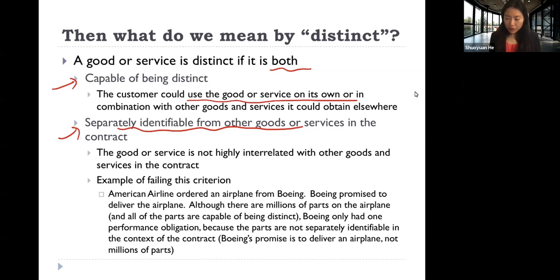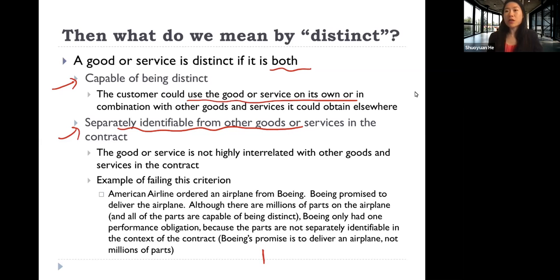One example of this is, for example, American Airlines. It ordered an airplane from Boeing, and Boeing promised to deliver the airplane. So how many performance obligations are there? The airplane is made up of millions of parts, but how many performance obligations? So there's only 1 performance obligation here because the promise from Boeing is to deliver 1 airplane. It is not to deliver millions of parts to American Airlines. So the promise is just 1.